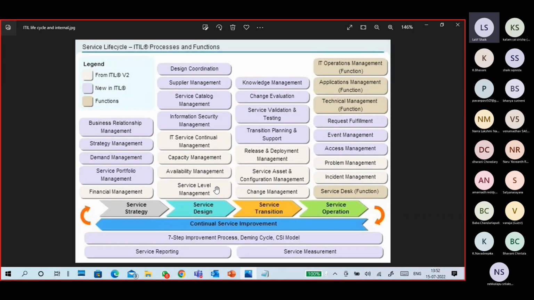Service level management, availability management, capacity management. What is availability? Service availability management makes sure that the customer gets a 100% uptime service.